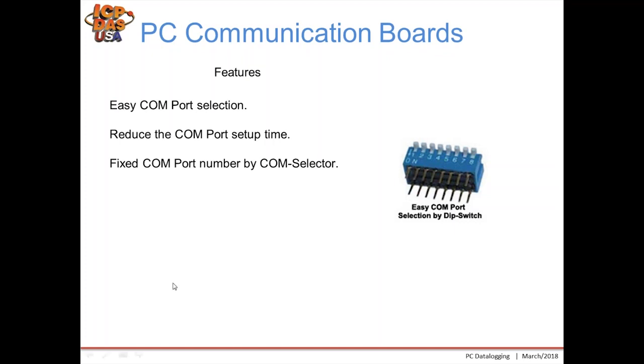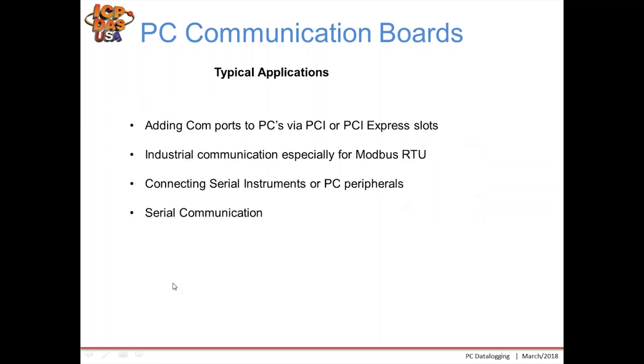Typical applications, very basic. Adding COM ports to PCs. Most PCs don't come with COM ports now. So if you need to communicate to either RS-232 or RS-485 equipment, adding a PCI or PCI Express board to your PC and having the available slots on the back make it a nice and more permanent solution than using most of the USB or Ethernet converters. They also are great for communicating to Modbus RTU modules, which we also sell. So, that's a very popular application for us.